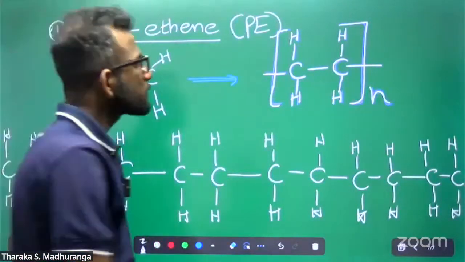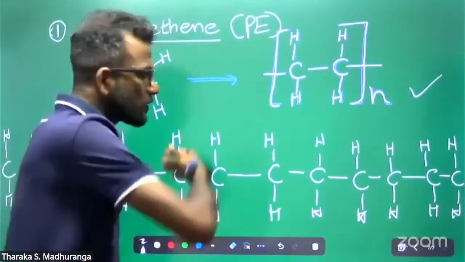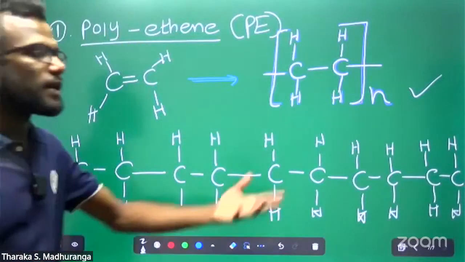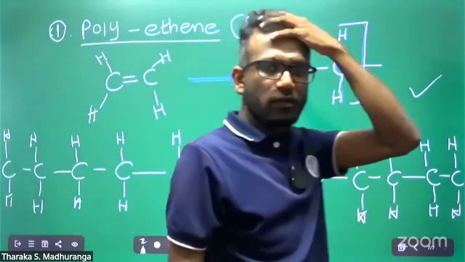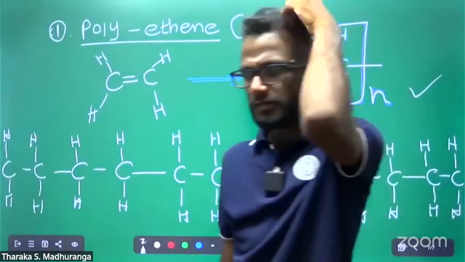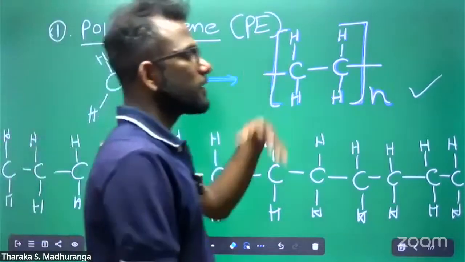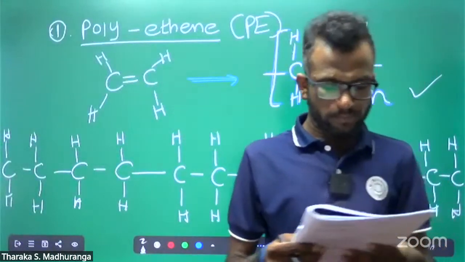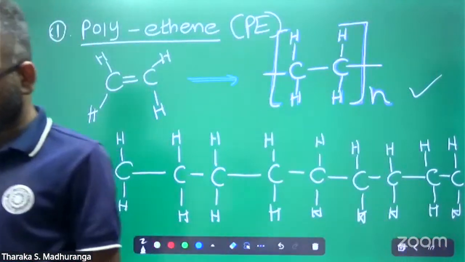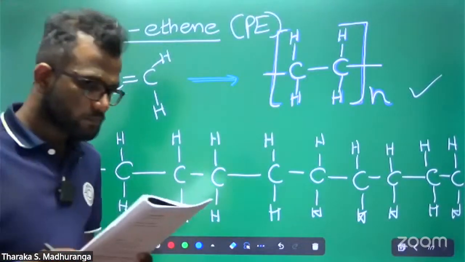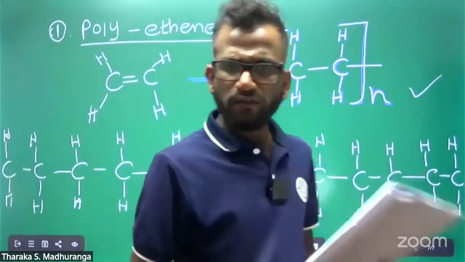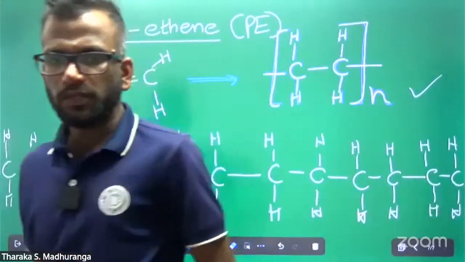Okay, that's the common structure. That's the actual structure, but simply we can draw it like this. This is the structure of polyethylene. Very simple, no? In O level time also you did this.